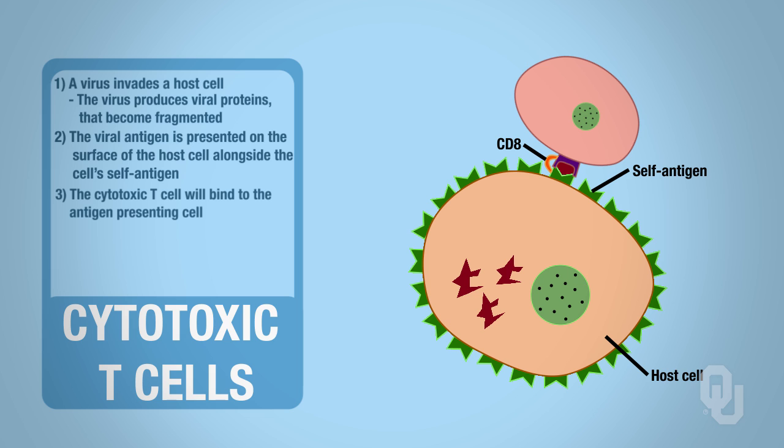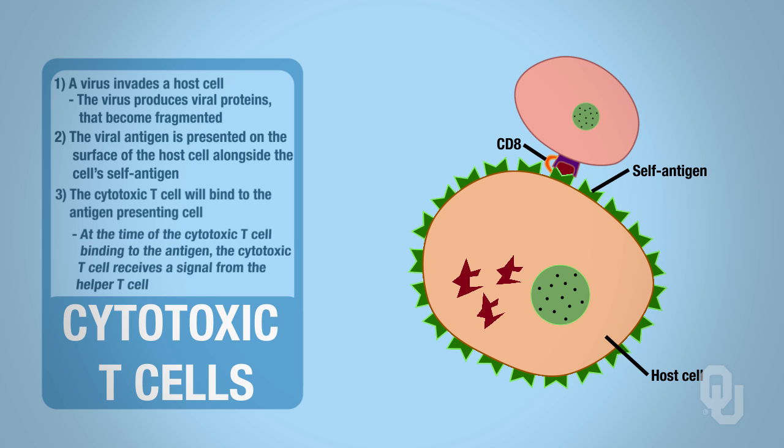When the cytotoxic T cell recognizes and binds to the class 1, and this is something new, so it's very important to pay attention, then you get the CD8 enhancing the binding. At the same time that this happens, at the time of your cytotoxic T cell binding to the antigen, the cytotoxic T cell is going to receive a signal from the helper T cell. This signal is in the form of a chemical messenger called interleukin 2. We'll talk more about this helper T and where this IL-2 came from in just a moment, but let's talk about what the cytotoxic T cell does.